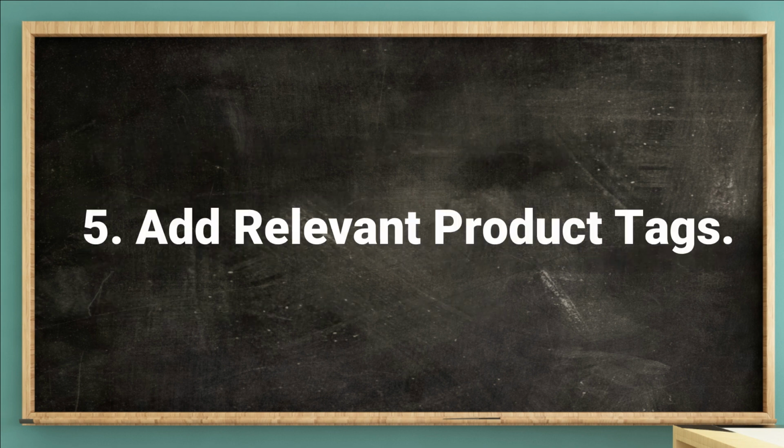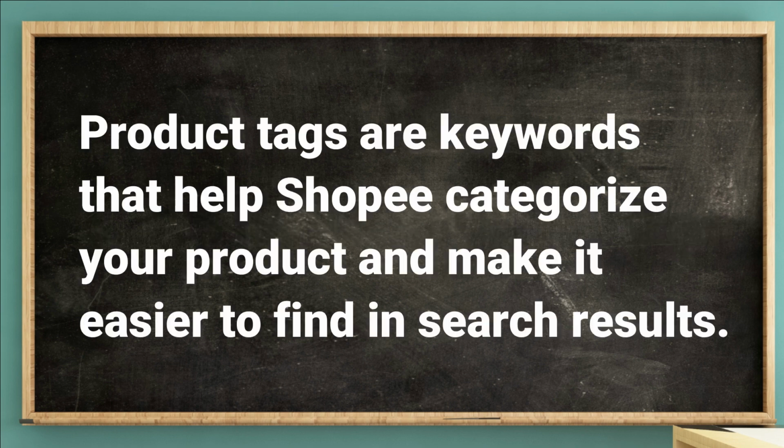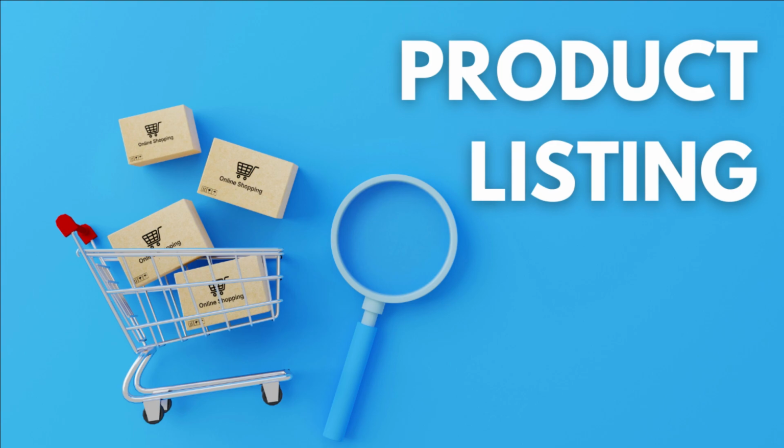Number 5 is add relevant product tags. Product tags are keywords that help Shopee categorize your product. By following these simple steps, you can create and optimize your product listing in Shopee.